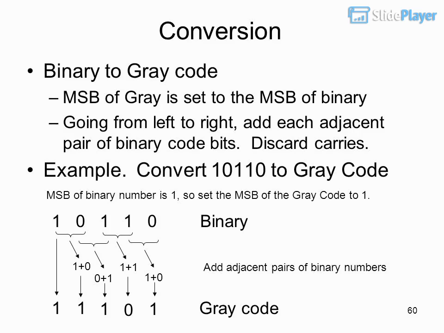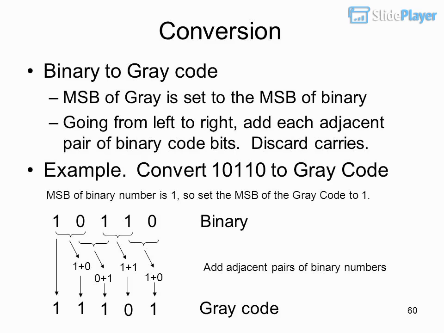The MSB of gray is set to the MSB of binary. Going from left to right, add each adjacent pair of binary code bits. Discard carries. Example. Convert 10110 to gray code. The MSB of the binary number is 1, so set the MSB of the gray code to 1. 10110 binary, 1 gray code.